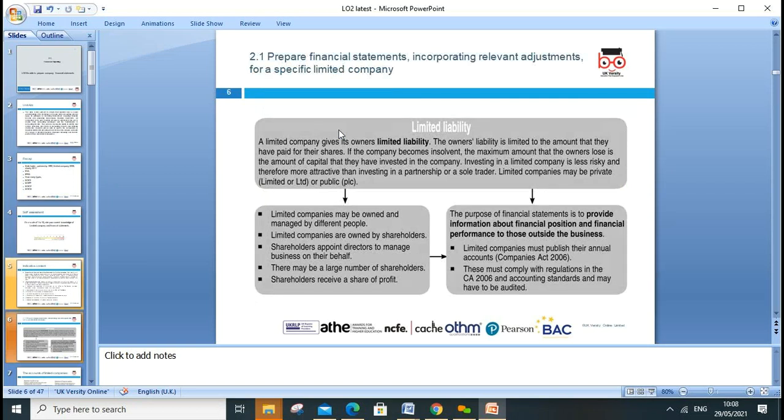So in 2.1 we prepare the financial statements, incorporating relevant adjustments for a specific limited company. What is meant by a limited company? It means limited liability, and it may be owned by different people. A limited company is owned by the shareholders, and the shareholders appoint the directors, especially in a public limited company at the AGM, and then of course the directors look after the company.